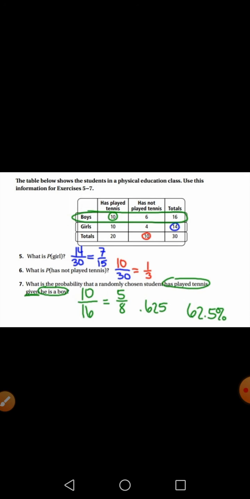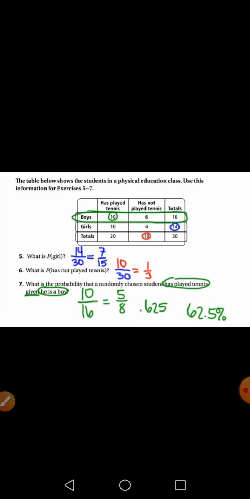Is 10 of boys. Can you tell me? Think a little bit. Okay. Hasn't played tennis. How many haven't played tennis? 6 and 4. So it will be 10. So 10 over 30 equals 1 over 3.